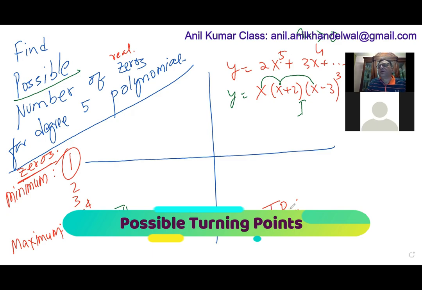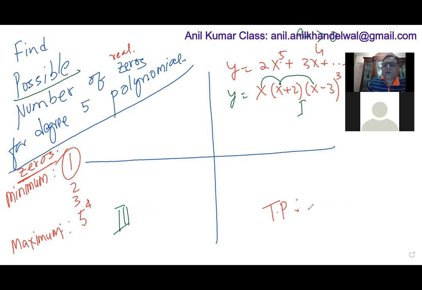Now let's talk about the turning points for degree 5, correct? How many turning points will it have? Minimum number of turning points is how much? 1. Oh wait, 0. Yeah, 0. Sorry. Because you could have a degree 5 equation which could go like this, correct? For example, x to the power of 5. It does not have a turning point, correct? Degree 5 equation, can it have one turning point?